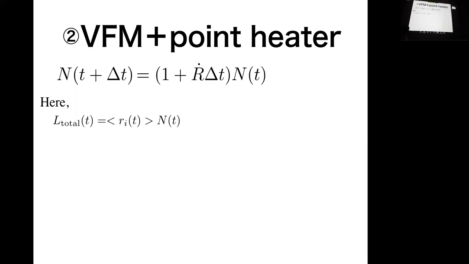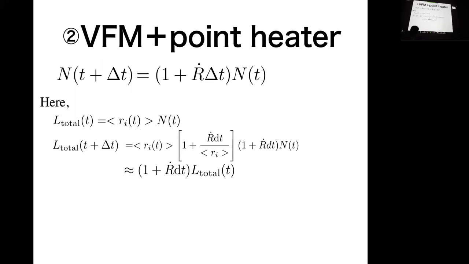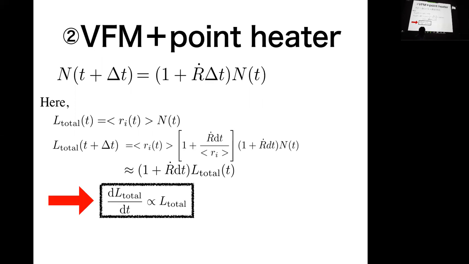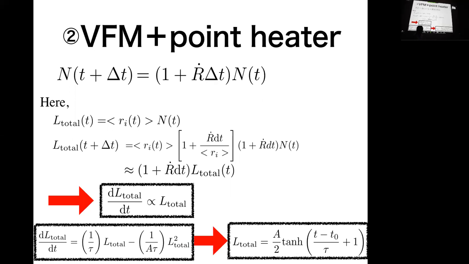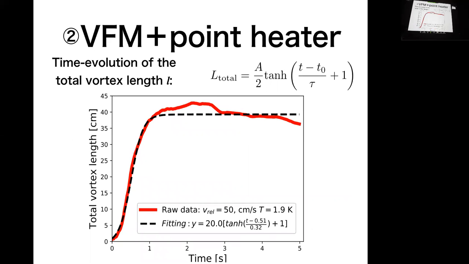And here, the total vortex length is the number of vortices multiplied by the average length of each vortex ring. And at time t plus delta t, we can write it down like this by taking the leading term, which means we can obtain a relation something like this. So combining these two terms, we can obtain a differential equation something like this. Because this is a very simple differential equation, there is an analytic solution which looks like this. And if we try to fit it with this function, it looks pretty good.